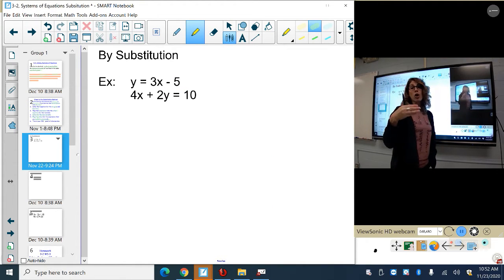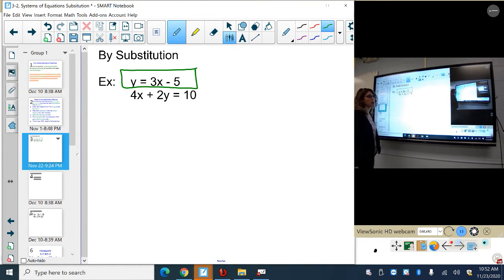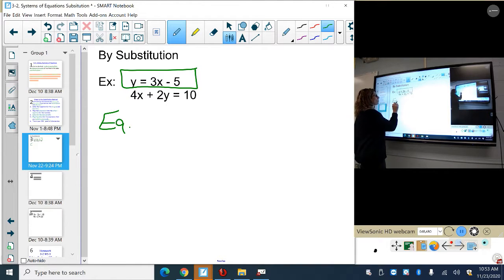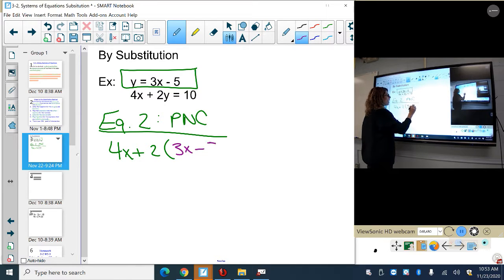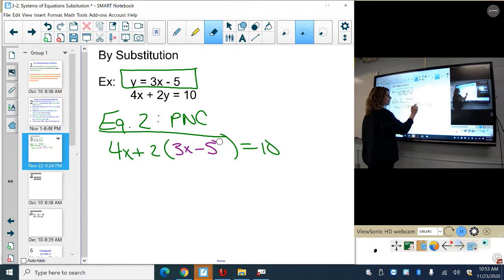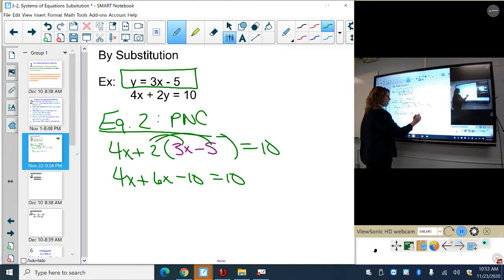So step 1. Look for a 1x or a 1y where it's just y is equal or x is equal. If you look here, you have a y is equal to a 3x minus 5. So that is a box. So then you're going to take equation 2 and you're going to plug and chug. So that's going to be 4x plus 2 parenthesis 3x minus 5 is equal to 10.